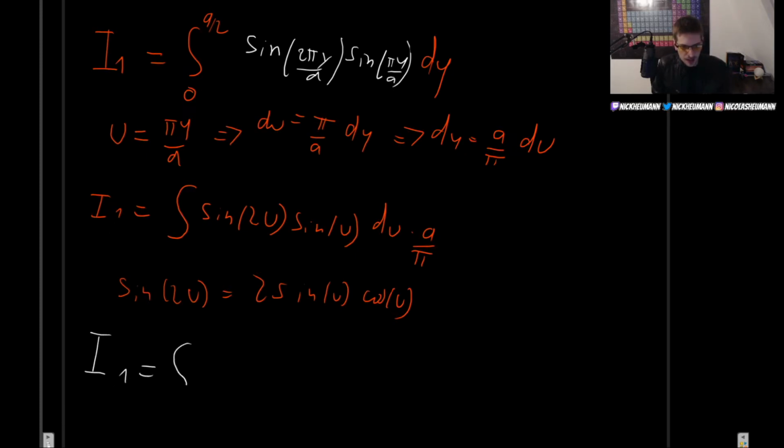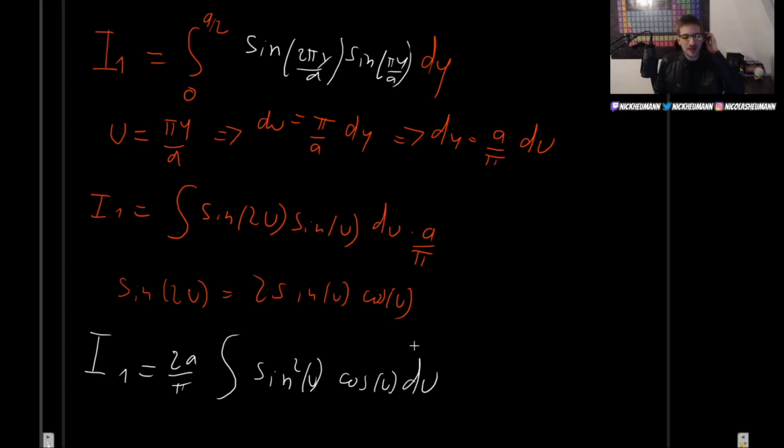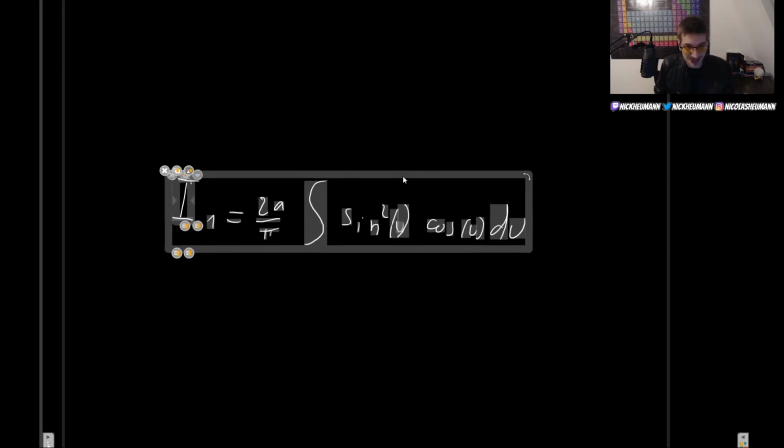I1 is going to be the integral of, maybe actually, let me pull the constants to the front. So that's going to be 2a over pi times the integral of sine squared of u cosine of u du. And I hope that this is an integral that we have seen before. If not, you can try to figure it out or use an integral solver or Mathematica or whatever.